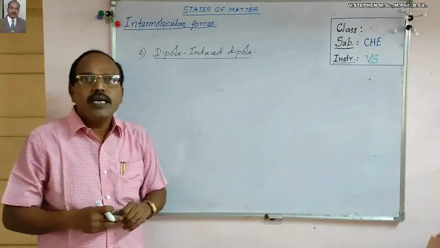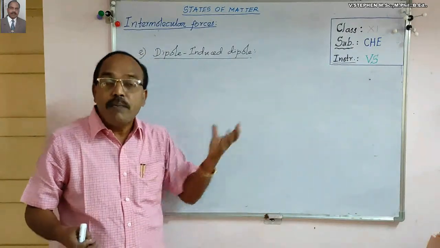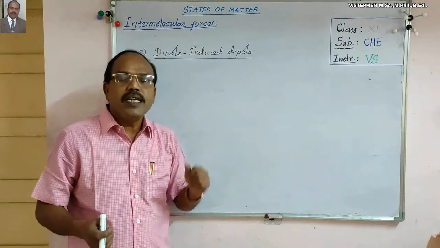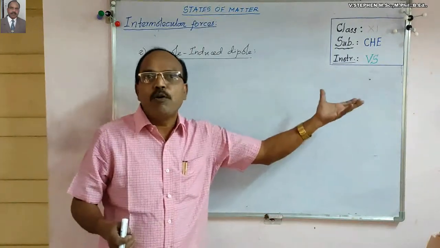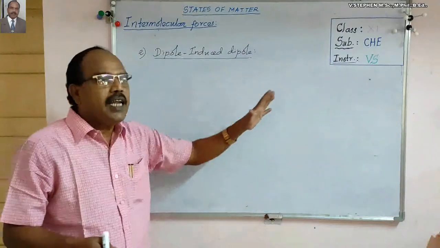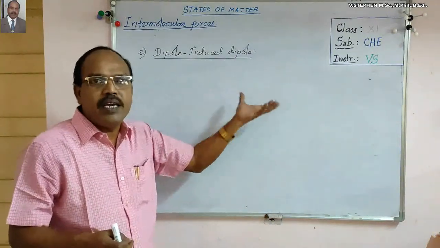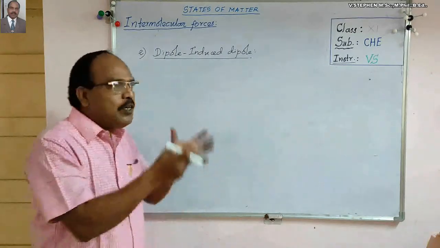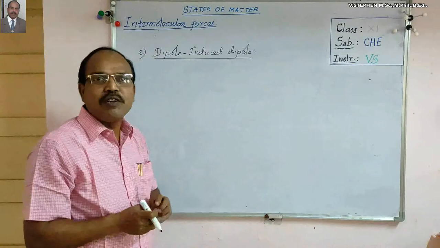The reality was that H2S had a higher boiling point than PH3, HCl had a lower boiling point, HBr a higher boiling point, and HI a higher boiling point still. That is reality, and that could not be explained by valence bond theory or by molecular orbital theory. So the theory is the dipole-dipole intermolecular force of attraction.